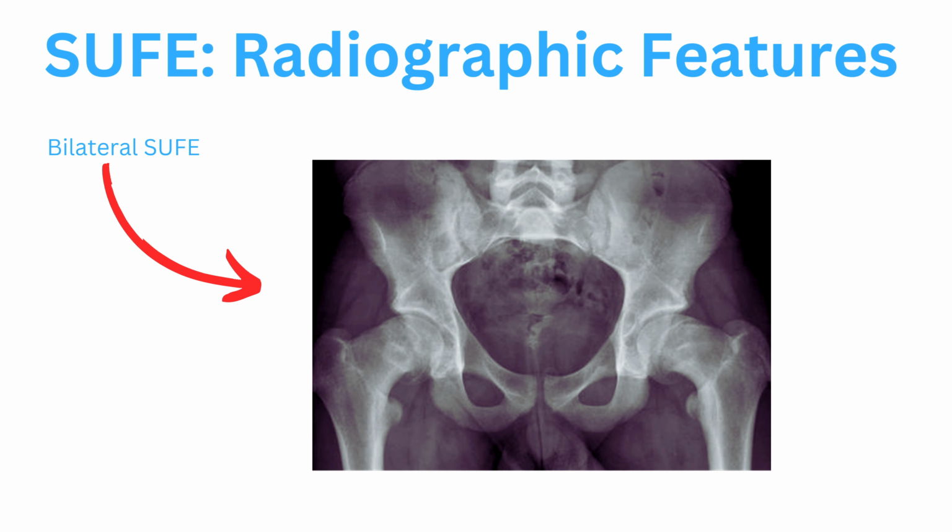Here we have another radiograph, this time demonstrating bilateral slipped upper femoral epiphysis. I have included this image to show that SUFE can affect both hips, and the condition is not just limited to one hip. Now let's move on to developmental dysplasia of the hip.